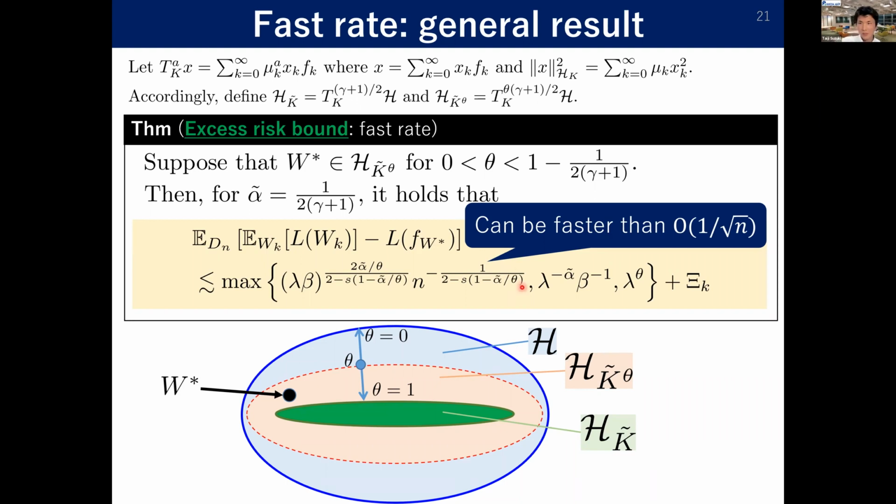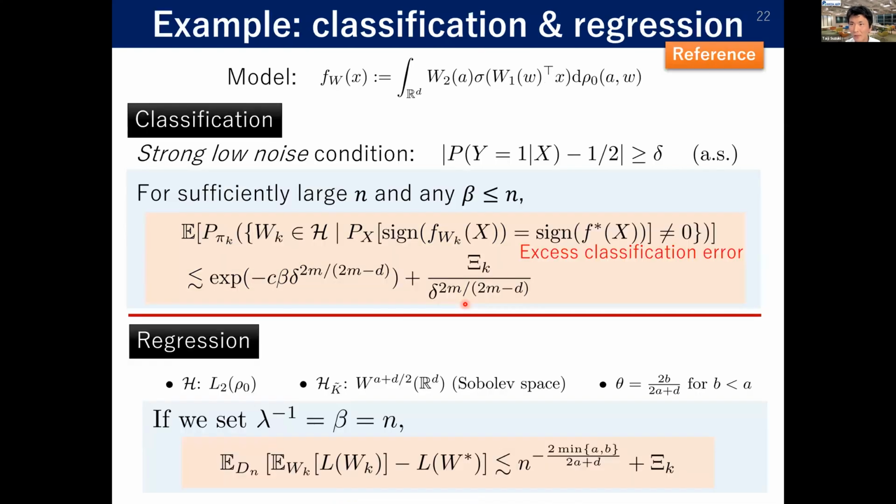But if the true function is included in some very small subspace of our model, then theta can be small. So anyway, the complexity of the model and the location of the true function characterize the convergence rate of the excess risk. But this is very, very complicated, so I want to go to easier examples.